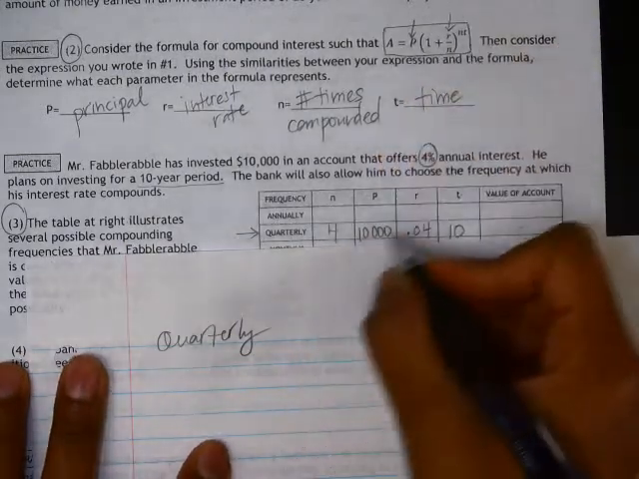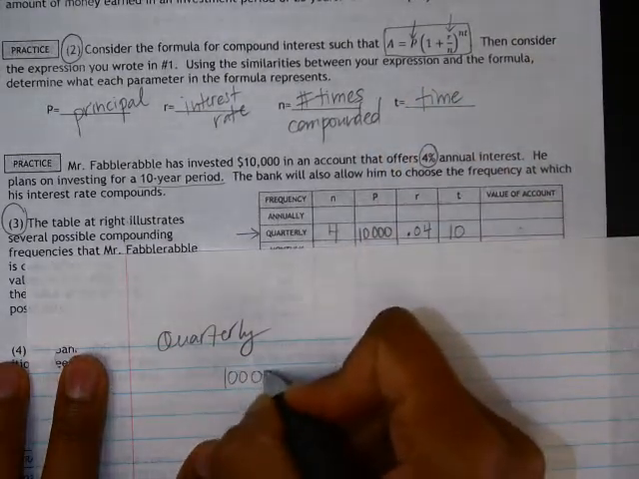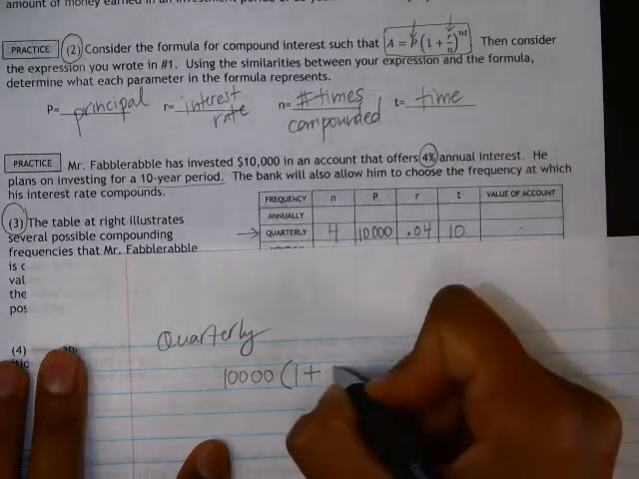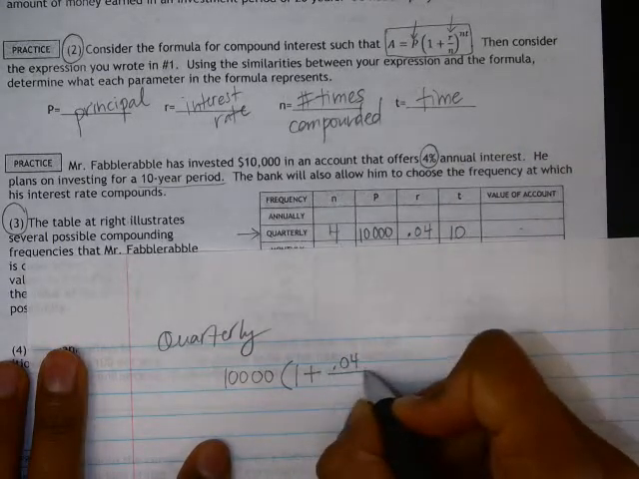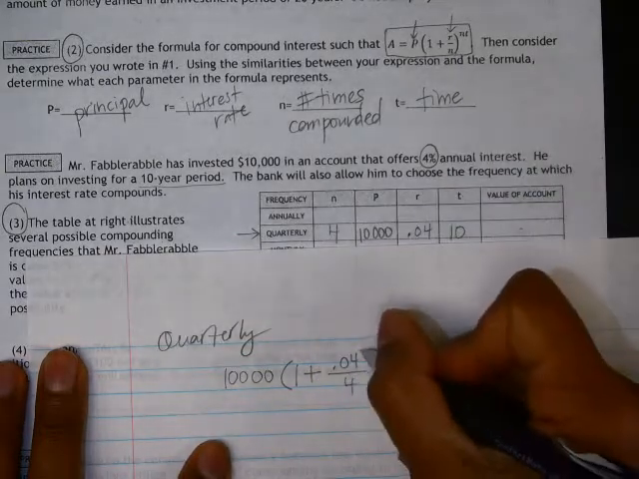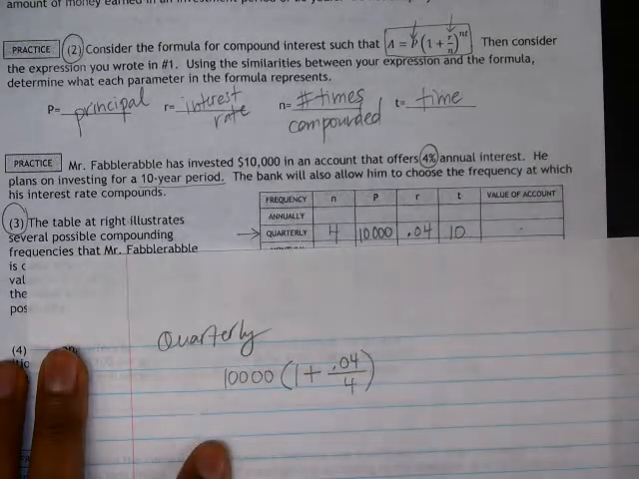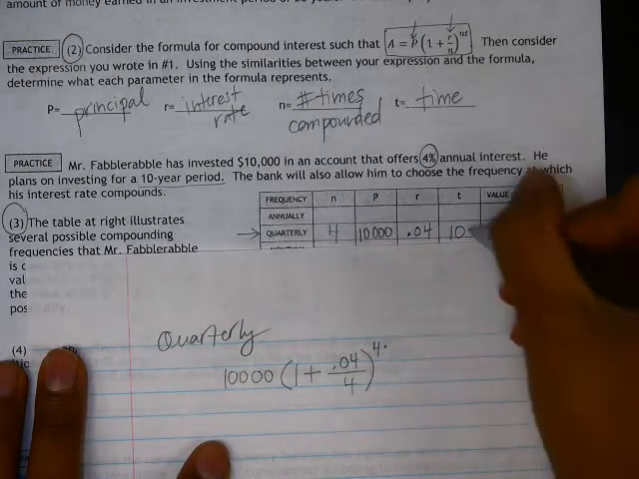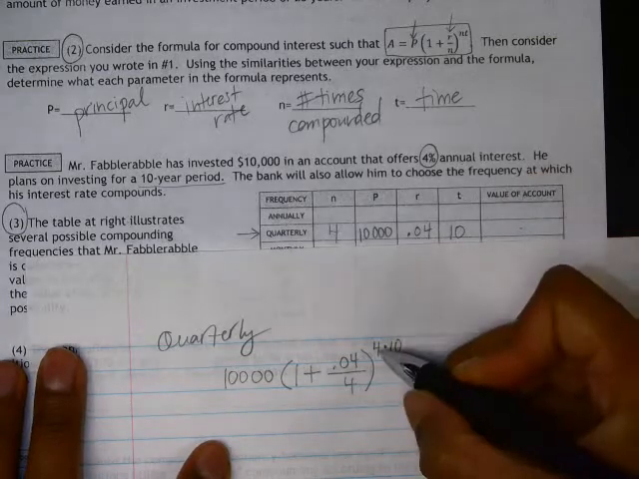P in this problem is $10,000 times 1 plus, the interest rate is 0.04, but we're going to divide by the number of times, which is n, so divided by 4, to the exponent of n times t. So up here we have 4 times 10 years, which would be a total of 40 times.